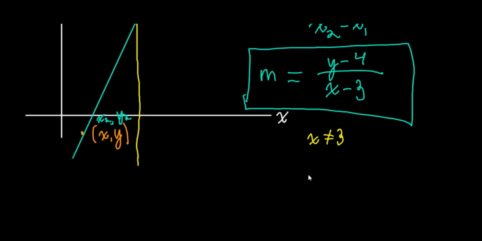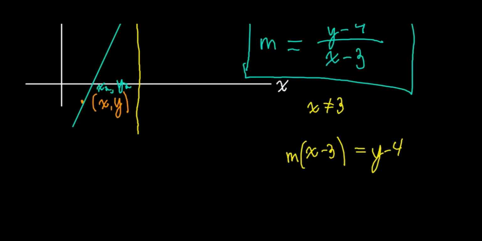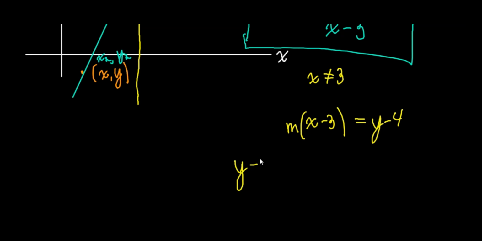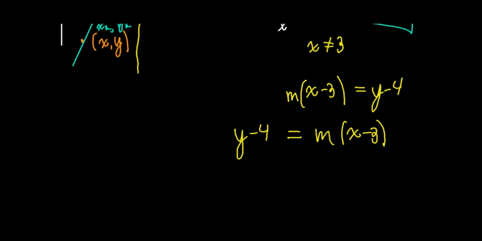And this means, as you'll see in a minute, that we're safe to multiply both sides of this equation by x minus 3. And what do we get when that happens? Well, we get x minus 3 times m is equal to y minus 4. And let me rewrite this in a way that you've seen before: y minus 4 is equal to m times x minus 3. And if this isn't ringing any bells, that's okay.